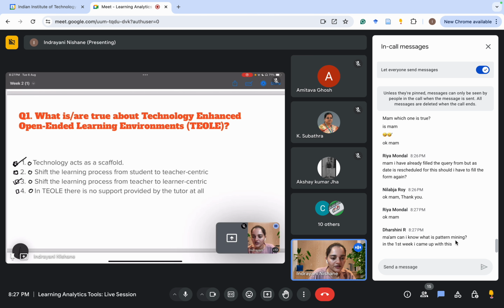Can I know what is pattern mining? Okay, so pattern mining. Dharshini, pattern mining is a data analysis technique which is part of diagnostic analysis. Why a particular thing is happening.